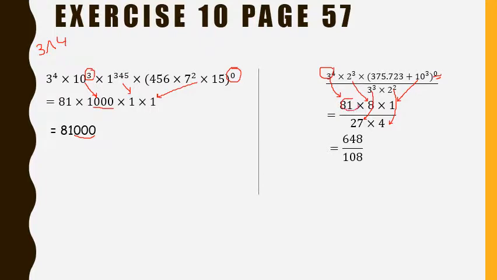I multiply the numbers in the numerator with each other and the numbers in the denominator with each other. 27 times 4 is 108. Now, dividing 648 by 108, our answer will be 6.